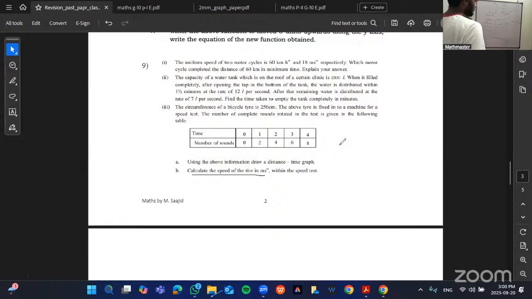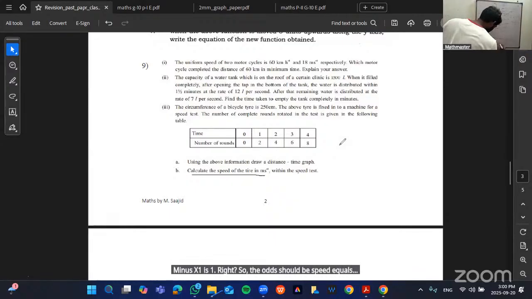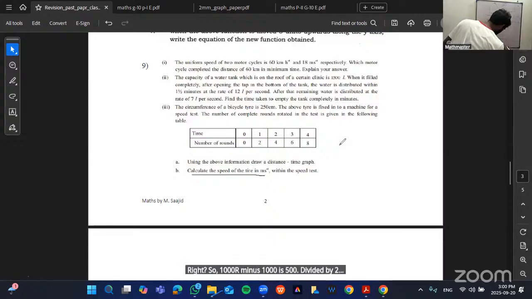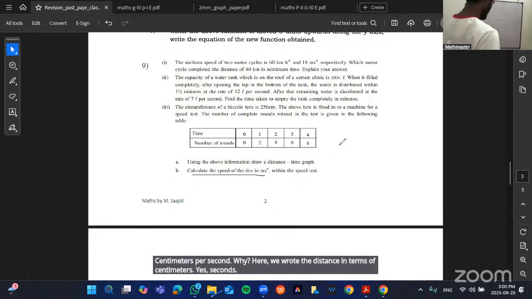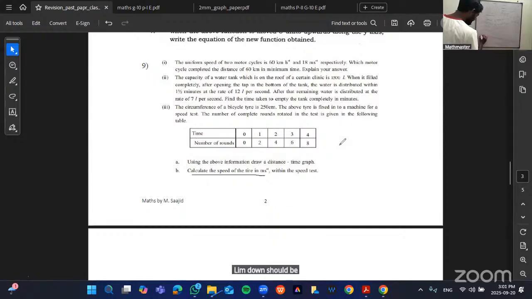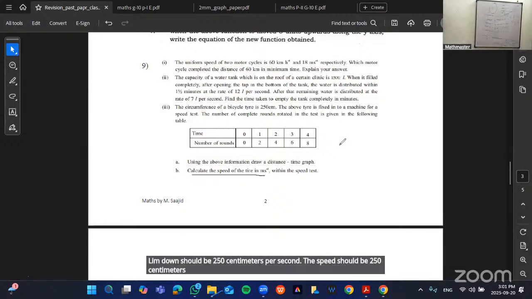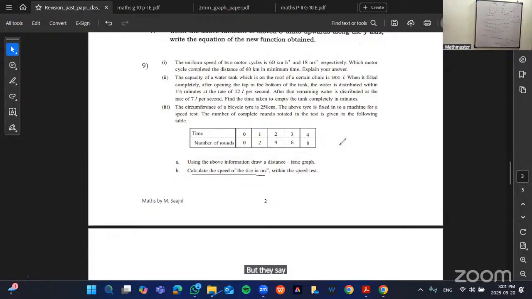So the answer should be speed equals 1500 minus 1000, which is 500, divided by 2 centimeters per second. Here we wrote the distance in centimeters and the time in seconds, so the answer should be 250 centimeters per second. But they say to write it in meters per second.